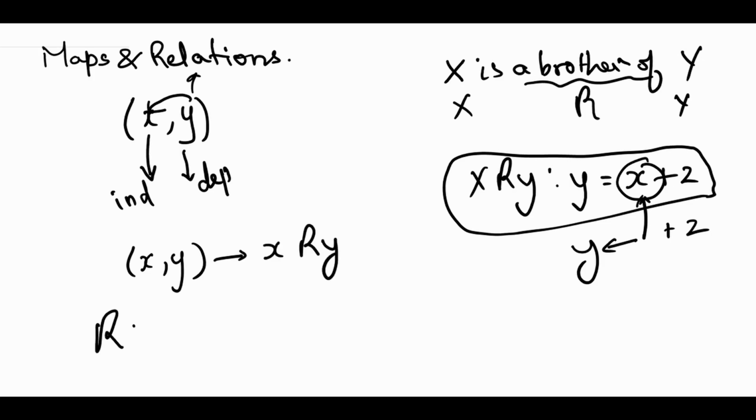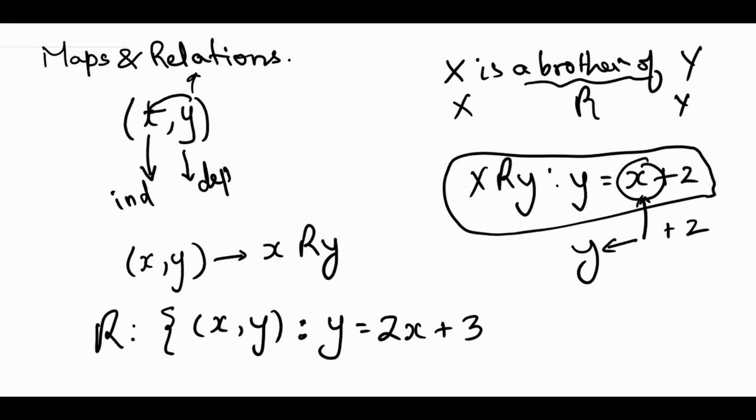So a relation R can be written as a set of all ordered pairs (x, y) where x and y are real numbers. Okay, and you can write how x is related to y, for example, in such a way that y is equal to, say, 2x plus 3 or whatever you want. So this is a typical notation in which a relation is written. So a relation is the set of all (x, y) where y is related to x in some way or the other.